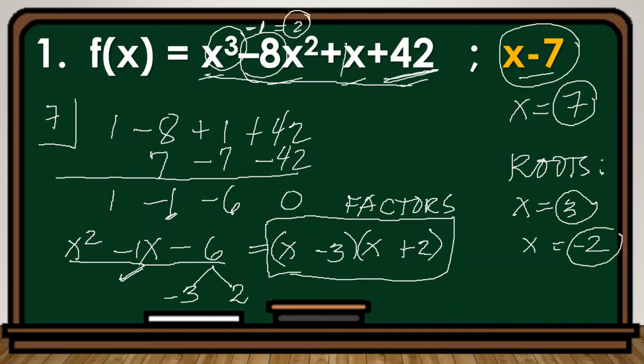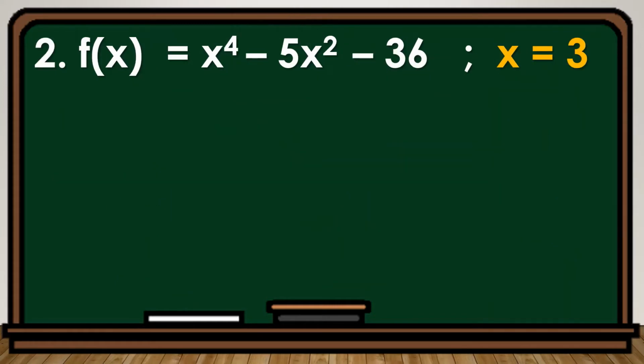So let's repeat. The factors of the given polynomial are x minus 7, which is the given, and the factors that we look for are x minus 3 and x plus 2. And for the roots, the given root is 7, which is based from the given factor. And the other roots that we were able to solve are 3 and negative 2.